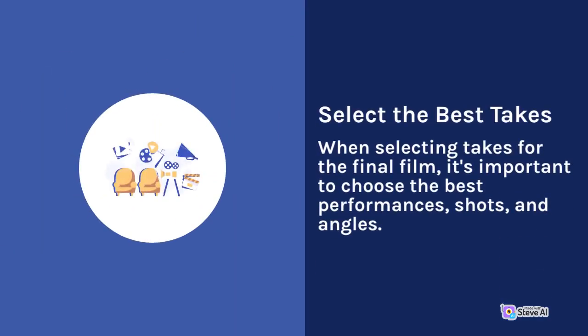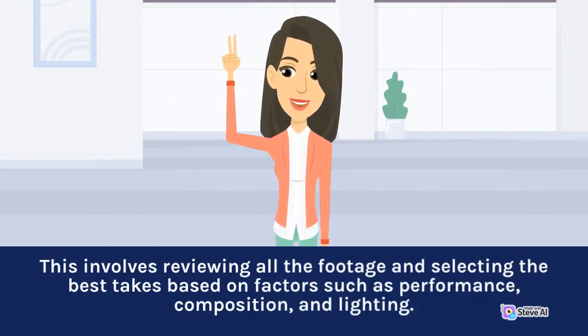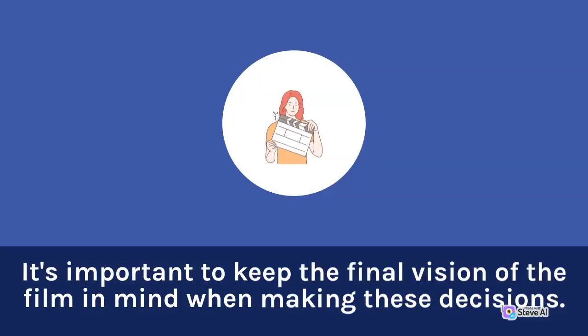Select the best takes. When selecting takes for the final film, it's important to choose the best performances, shots, and angles. This involves reviewing all the footage and selecting the best takes based on factors such as performance, composition, and lighting. It's important to keep the final vision of the film in mind when making these decisions.